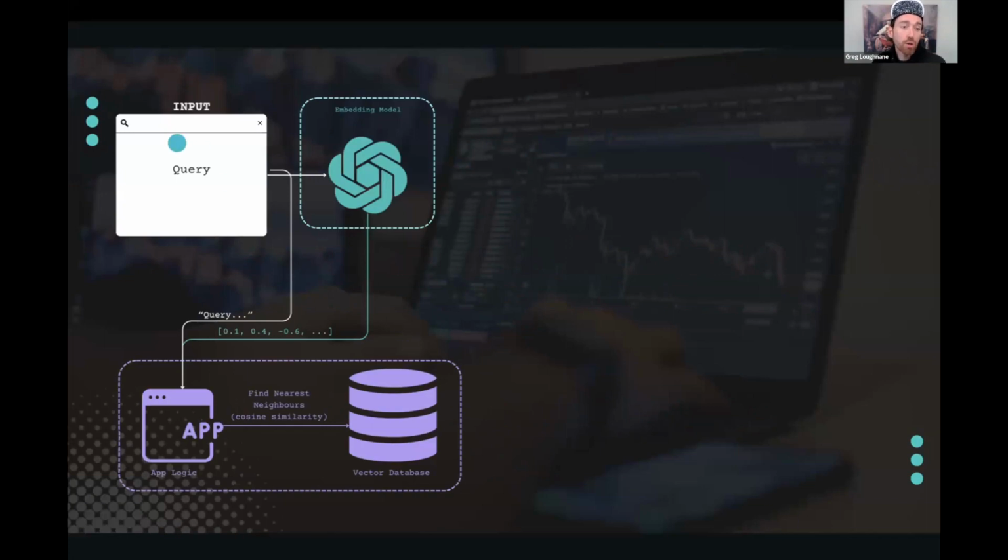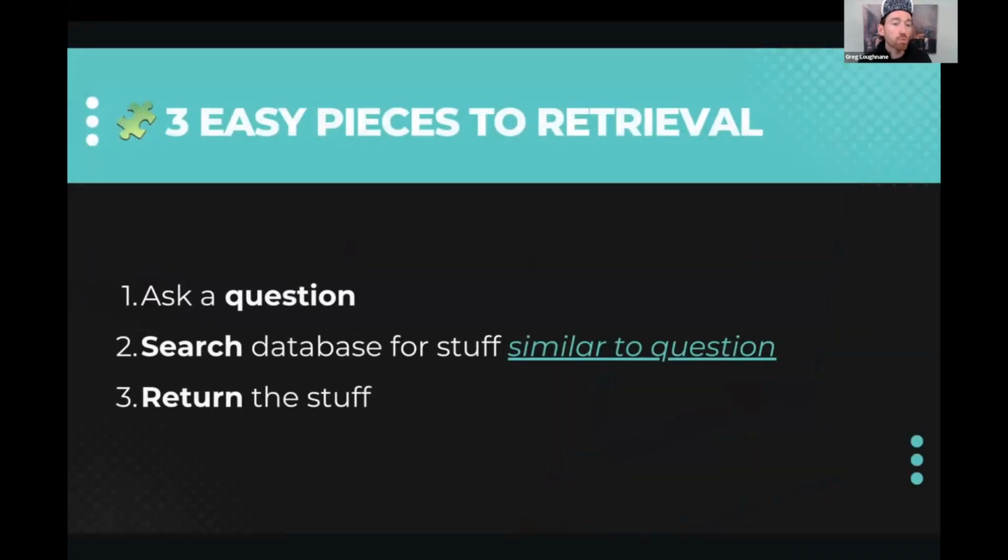Here, we're putting a query into an embedding model. That's going to convert that query into a vector. And then we're going to go to a vector database and we're going to look for stuff like it, right? So the big idea here is there's 3 easy pieces to retrieval. You ask a question, you search the database for stuff that's similar, and then you return the stuff that's similar.